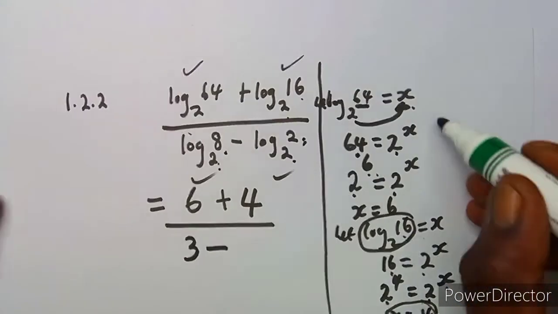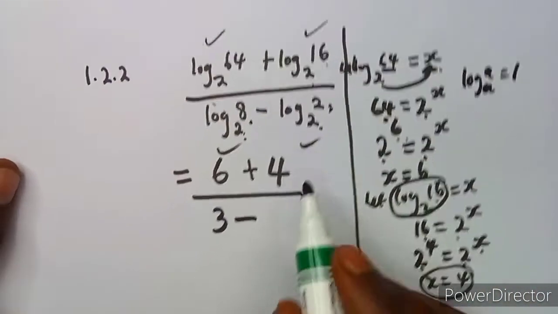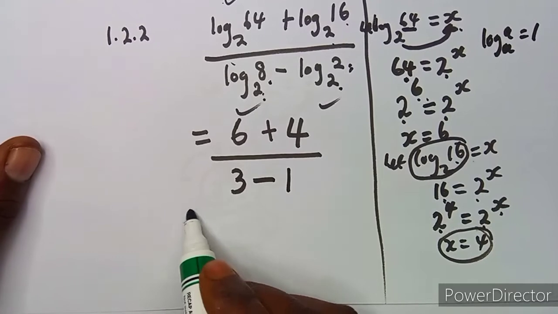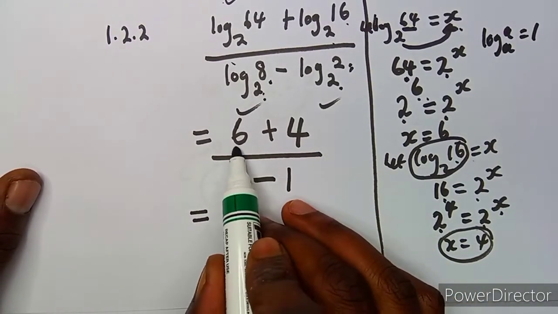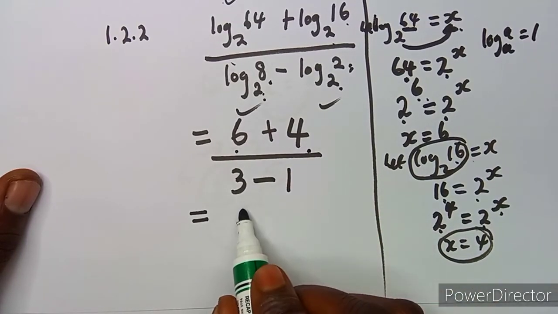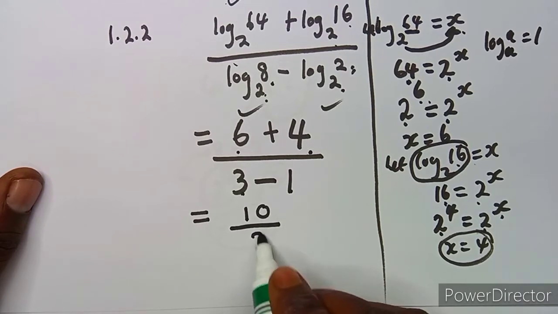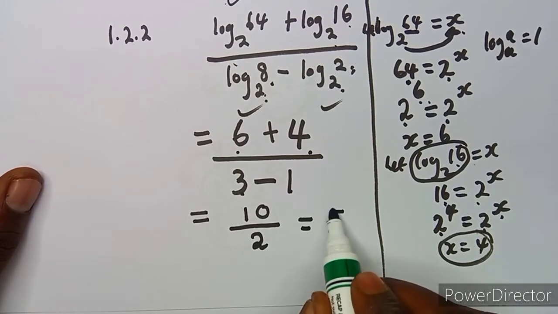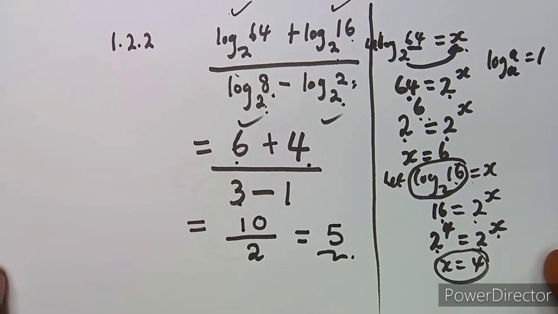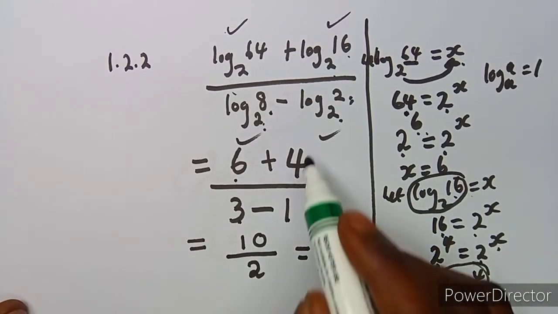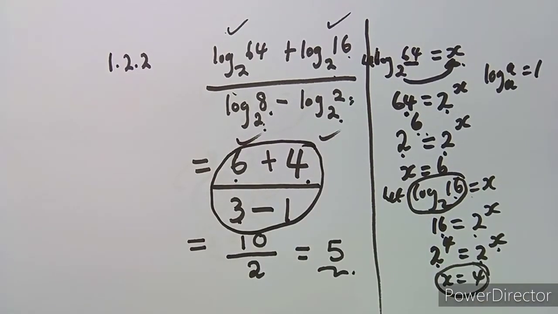We are back to that law that we applied last time of log a base a, which gives us a 1. So this one is going to give us a 1. All right, so you can just use your calculator at once, or you can just add 6 plus 4 from your calculator. This is 10 over 3 minus 1, which is 2. Okay, so if you divide properly, you are going to obtain a 5. So that is the resultant there, or you can just divide this at once from your calculator. It's going to give you the same thing.